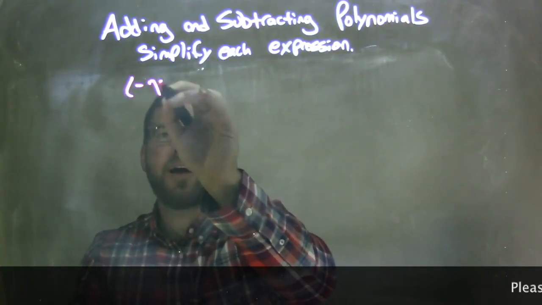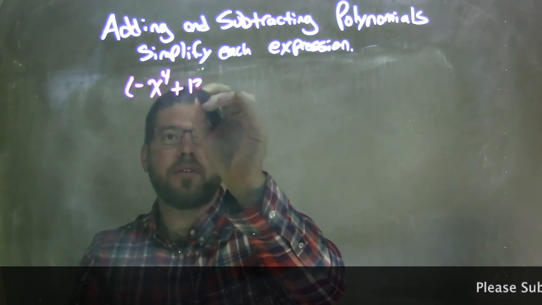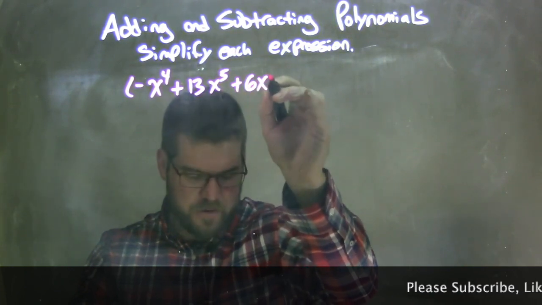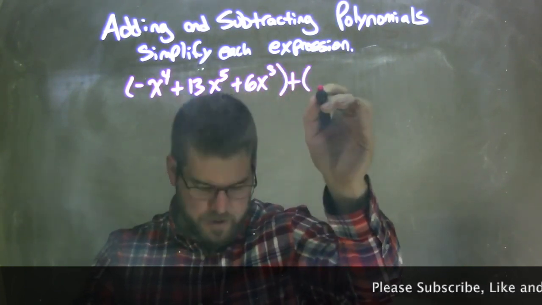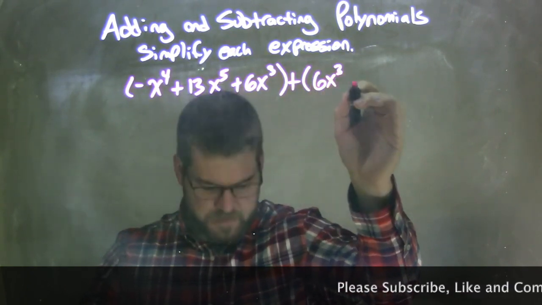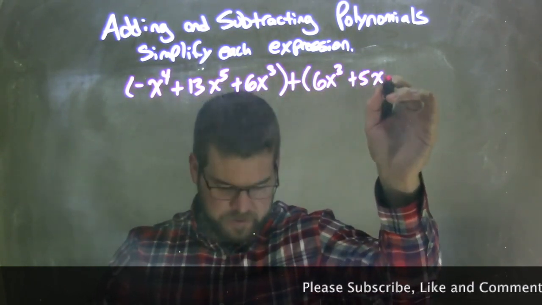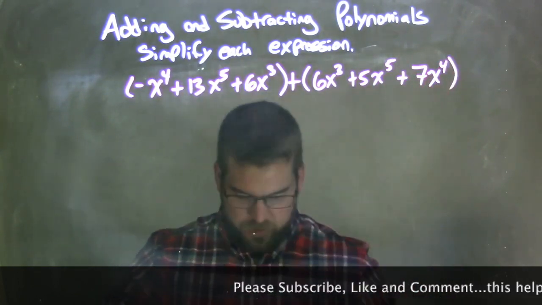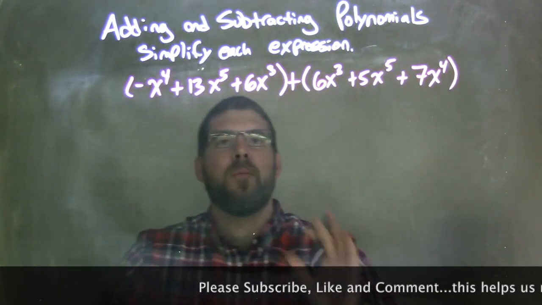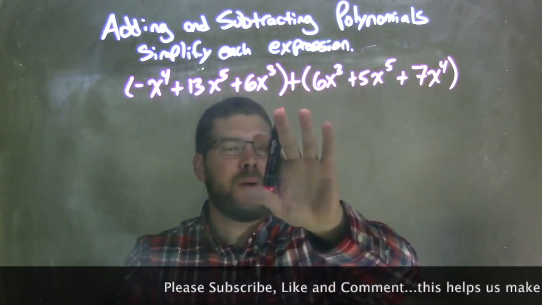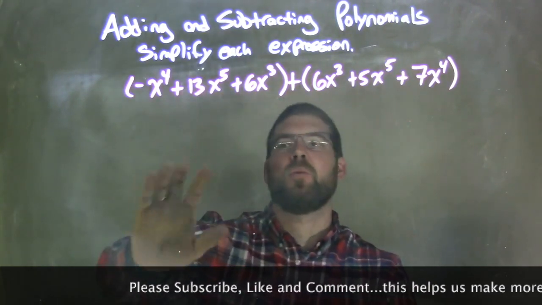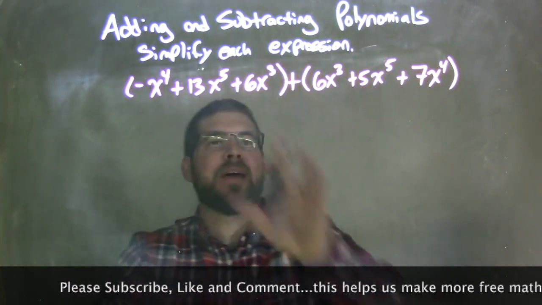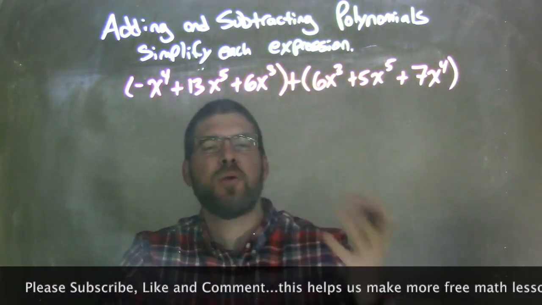Negative x to the fourth plus 13x to the fifth plus 6x to the third, parentheses plus parentheses, 6x to the third plus 5x to the fifth plus 7x to the fourth. Okay? Now from here, since it's pretty much all addition, I don't need my parentheses anymore. I'm kind of going to do two steps at once. I'm going to eliminate my parentheses. I'm going to rearrange using my highest degree first. Okay? And we can't simplify anything in the parentheses because there's no like terms within the parentheses.